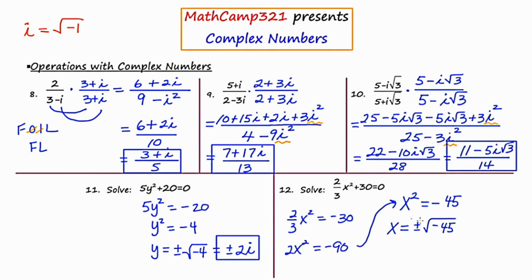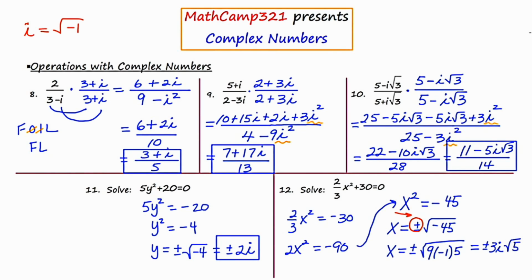Forgetting to write the plus or minus is probably the biggest mistake that students make, so I'm going to circle it in red as a warning to you to never forget to write the plus or minus, because your teacher will most assuredly give you a deduction if you forget that. Now I need to break down the square root of negative 45. And I'm going to think about this as 9 times negative 1 times 5.